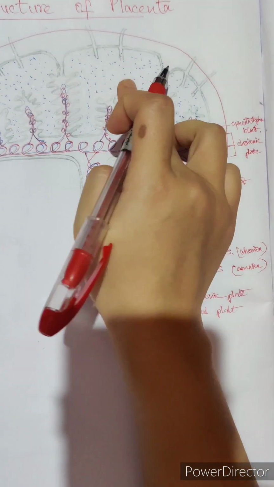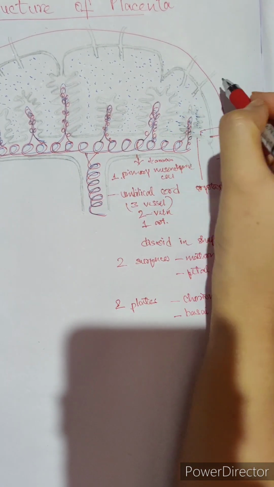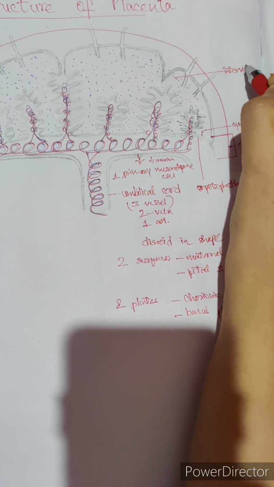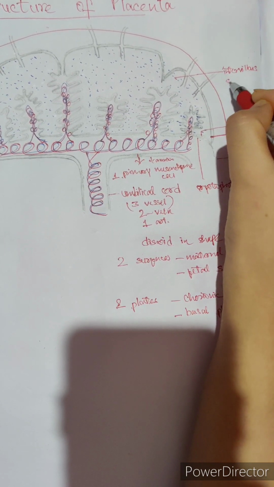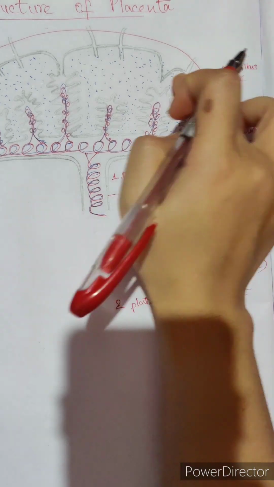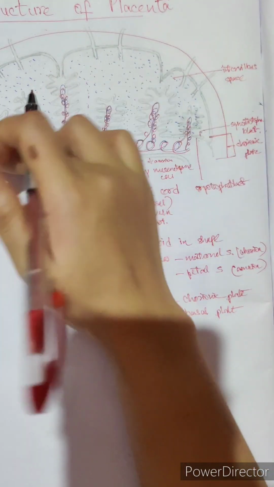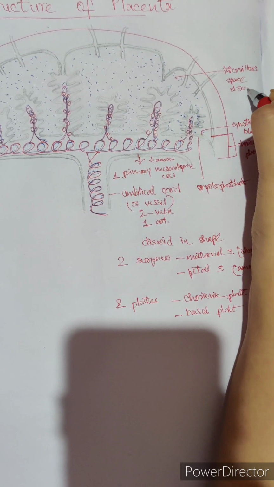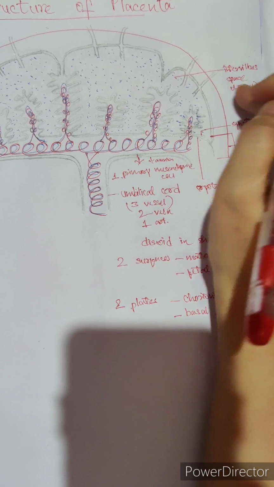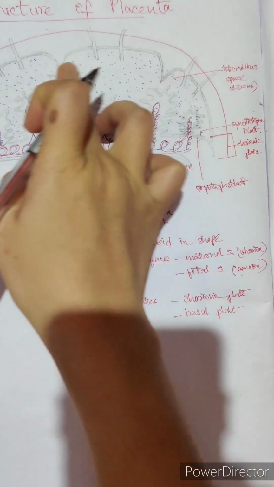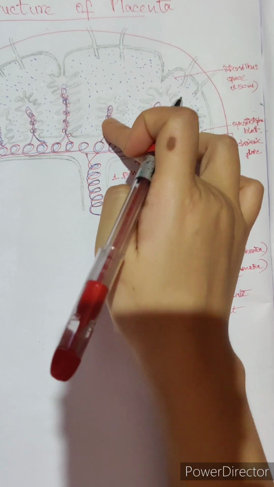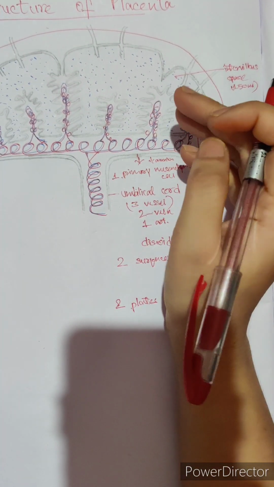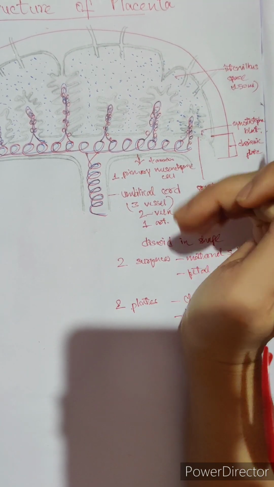This space you can see is known as the intervillous space. This space contains the maternal blood. It contains about 150 ml of blood. This intervillous space is filled with the maternal blood, whereas this is the villi, which are finger-like projections. There are three types of villi: primary villi, secondary villi, and the tertiary villi.